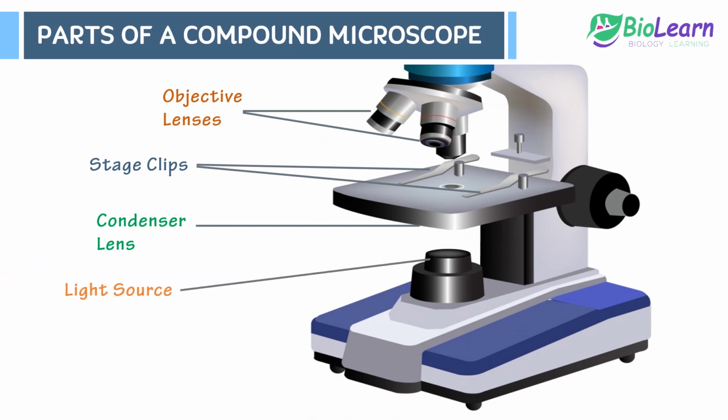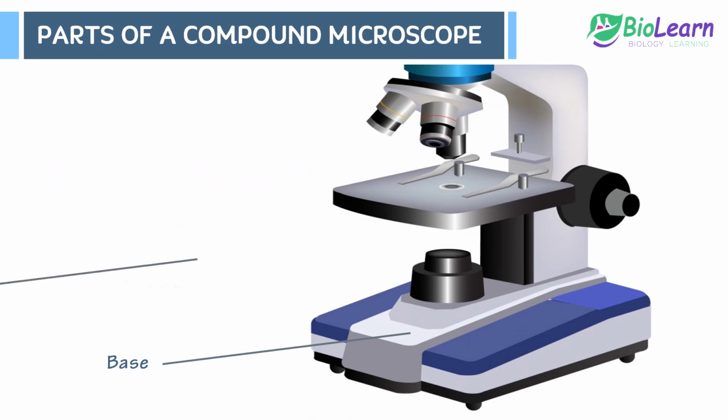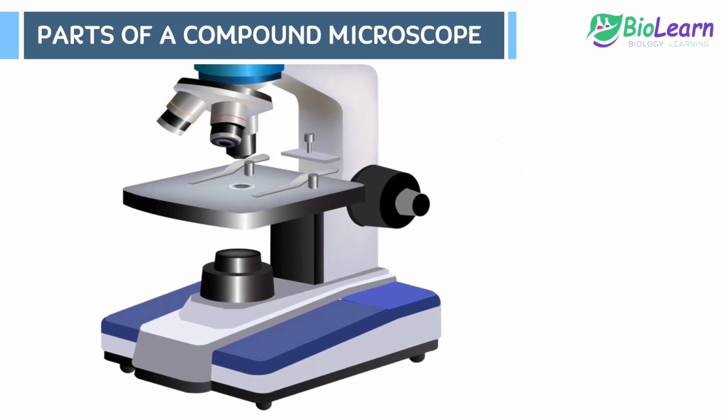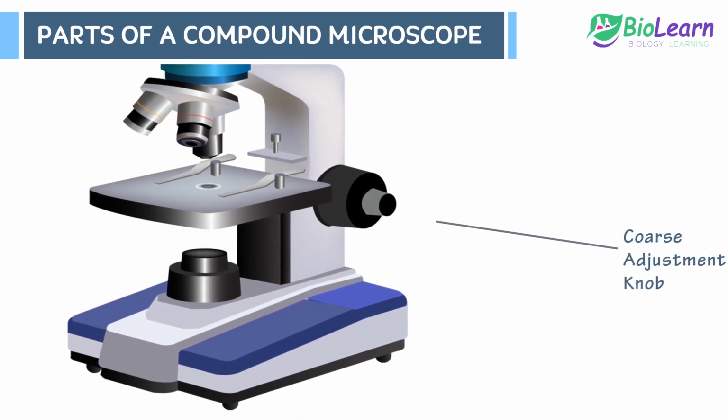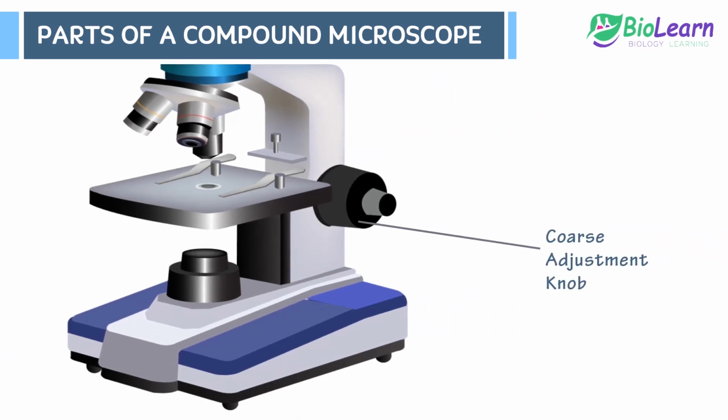It is fixed just below the stage. The light source provides sufficient adjustable light to be focused on the slide. The base gives horizontal support to the microscope on a surface. The coarse adjustment knobs are used for rapid and precise focusing on the object. The fine adjustment knobs help to get a sharp and clear image of the object.